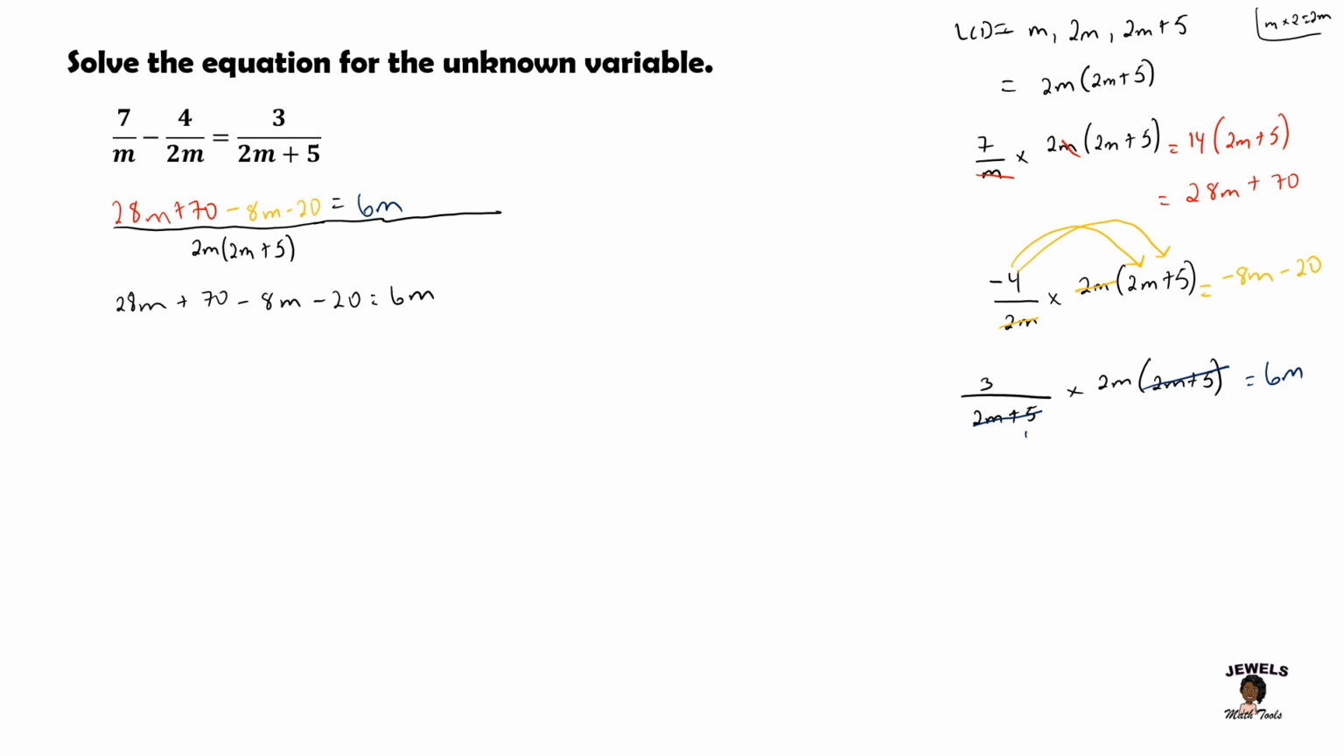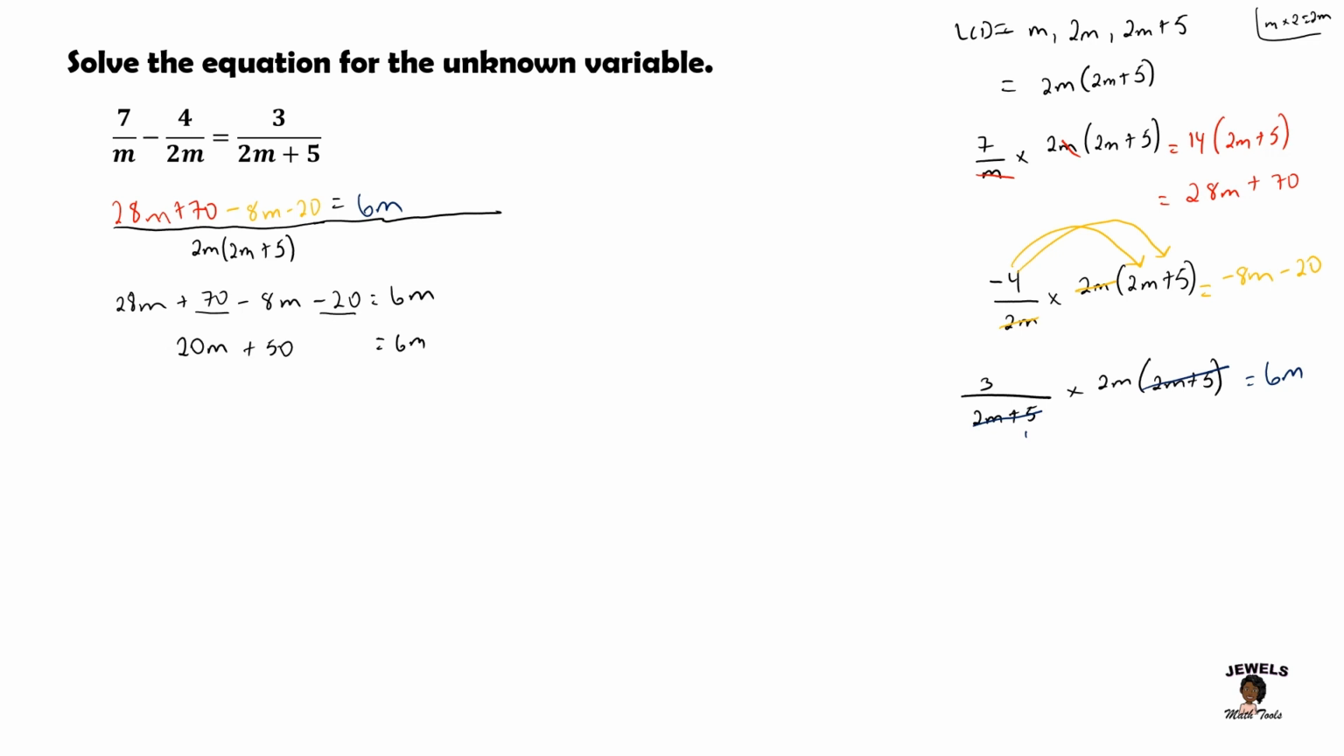Okay, so let's begin collecting our like terms. So 28m minus 8m will equal 20m. And then we have 70 minus 20, which will equal positive 50. And I'm going to bring my 6m down.